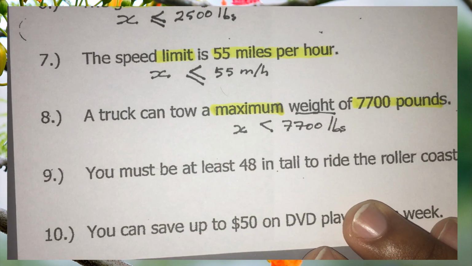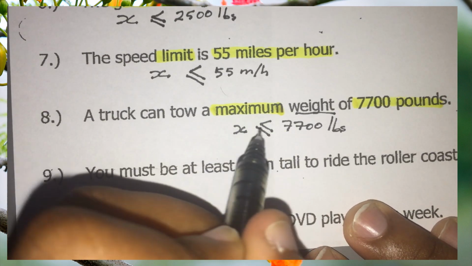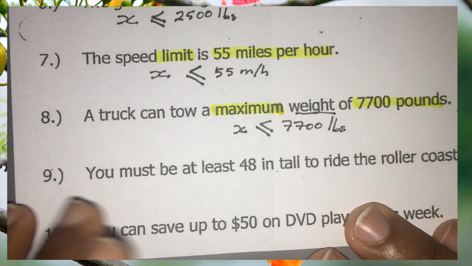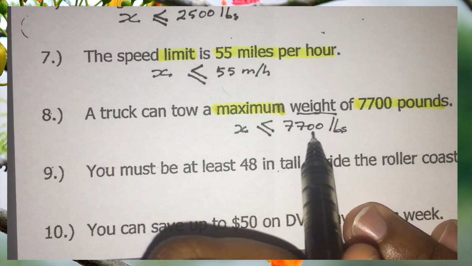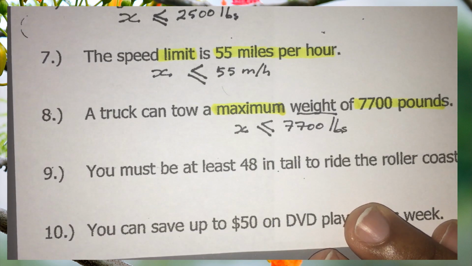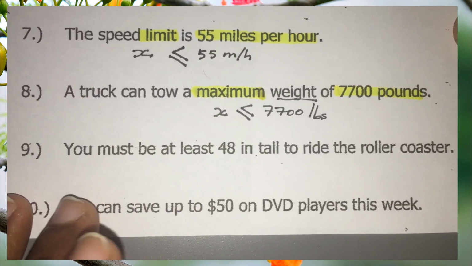So we can carry it to the limit, or we can go below the limit. So it's going to be x is less than or equal to 7,700 pounds. Or you can say the other way: 7,700 pounds is greater than or equal to x. Let's look at number 9.